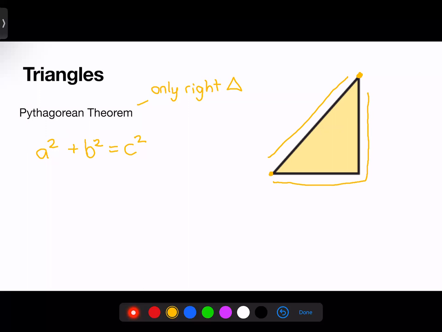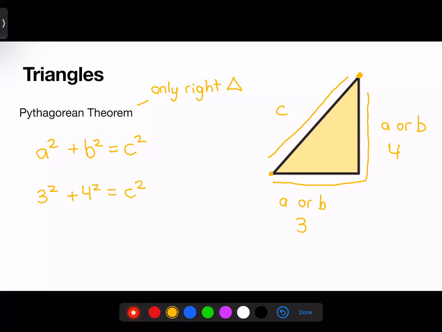A and B can be whichever side you prefer, but C must be the diagonal side, called the hypotenuse. Let's try to solve. If this length is 3 and this length is 4, what is the side length of C? So let's fill in the formula with what we know. Let's call 3 a, so 3 squared, plus b is 4, so 4 squared equals c squared.